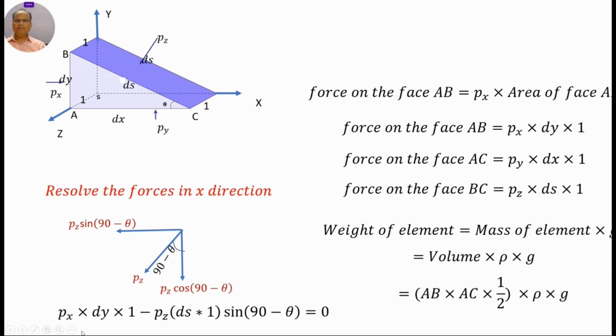So now we can write the equation: Px into dy into 1 minus Pz ds into 1 into sin 90 minus theta is equal to 0. That means the net force is equal to 0 in the direction of x here, because the fluid is not in motion, so the net force should be 0 in the x direction.